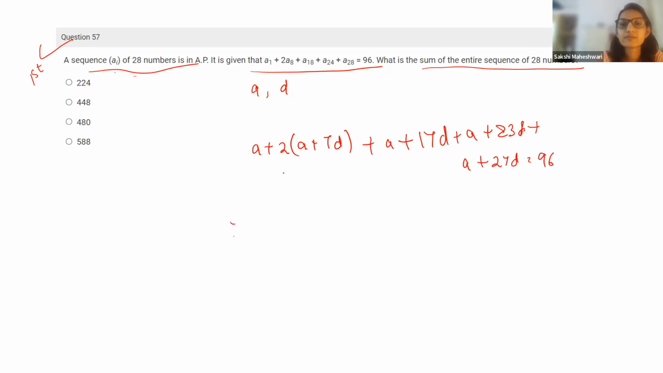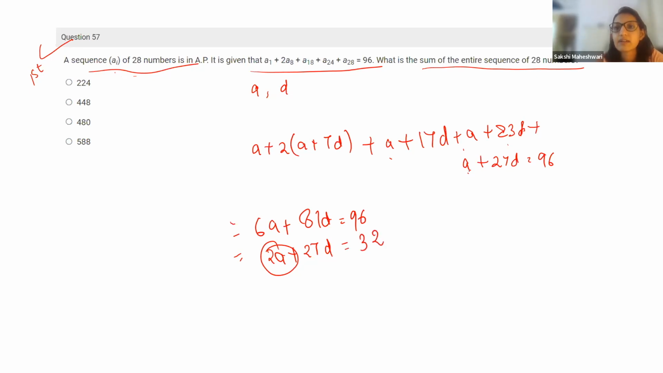So what is this? 2, 3, 4, 5, 6, 16, plus 14 and 17, 31, 34, 54, 54 and 27, 81d. This is 96. You can divide it by 3. Since you need to identify the sum, you'll need 2a. So you can divide it by 3. This becomes 2a. Now what is the sum of 28 numbers? n by 2 into (2a plus (n minus 1)d).